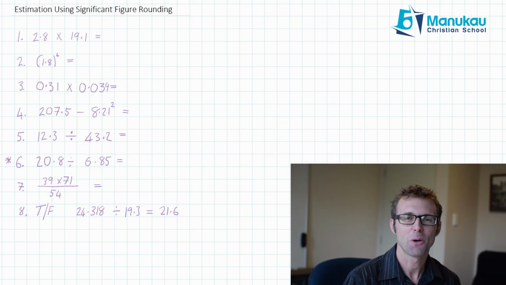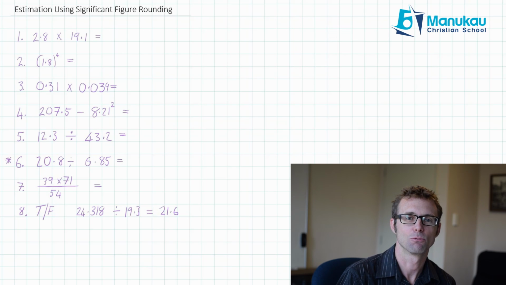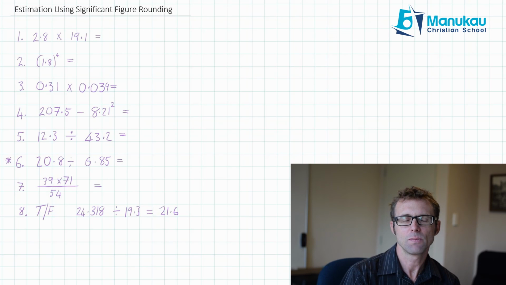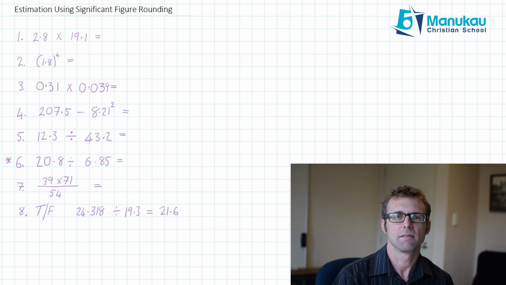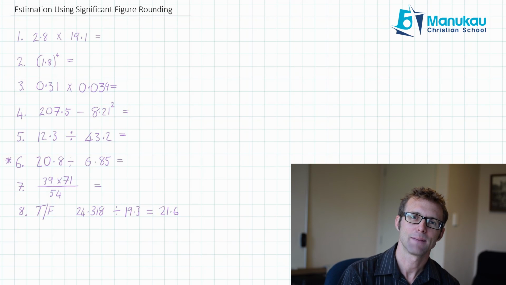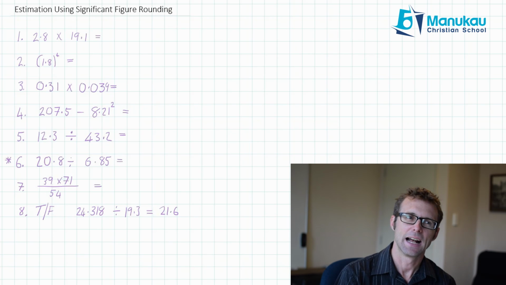Today we're going to apply what we learnt the other day. We are now going to use our significant figure rounding to help us estimate some answers. Now, why do we estimate? Well, estimation is about getting a rough idea of what your answer should be, and the reason we often do this is because sometimes we can make mistakes in our working, and having a quick estimation to check either in advance or afterwards will give us an idea whether we're right or not.